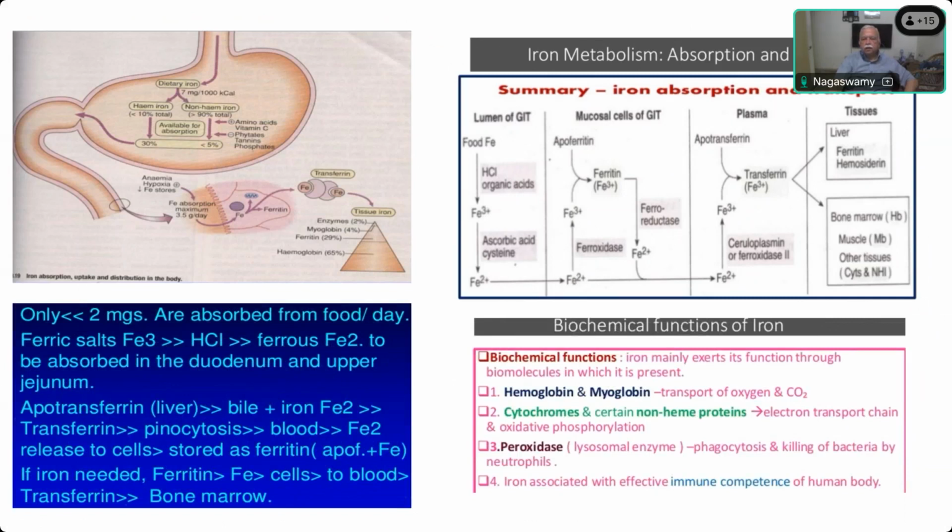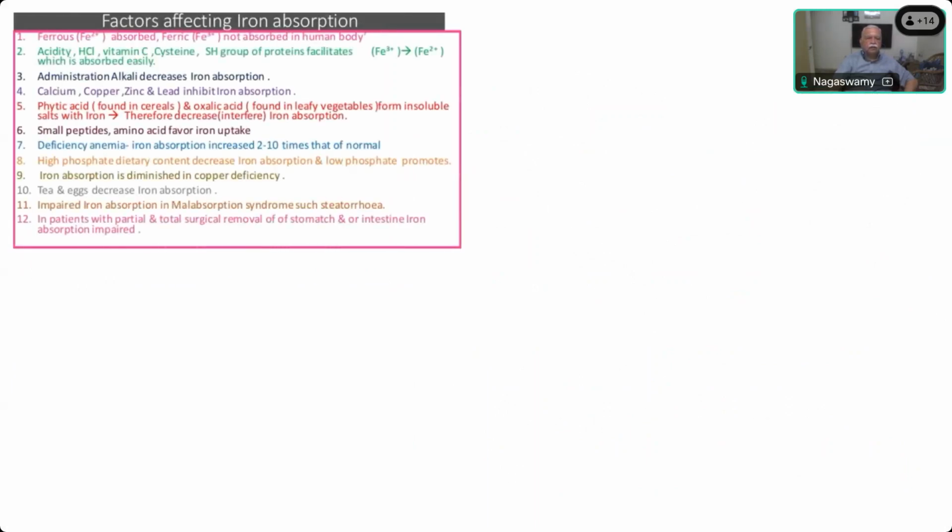And these are again given in the written form. So the factors which affect the absorption of iron: the ferrous form is absorbed, the ferric form is not absorbed in the human body. So acidity, hydrochloric acid, vitamin C, cysteine, SH group proteins are all facilitating factors. That is why you are not supposed to drink or eat anything. You will have to have a lot of HCl available in the stomach, so that it is absorbed easily. So usually you have to take it just before your food.